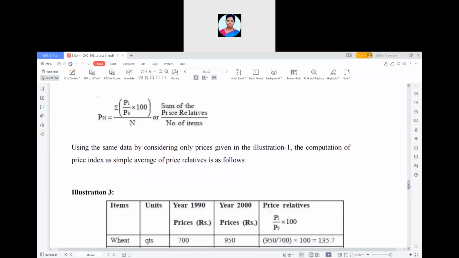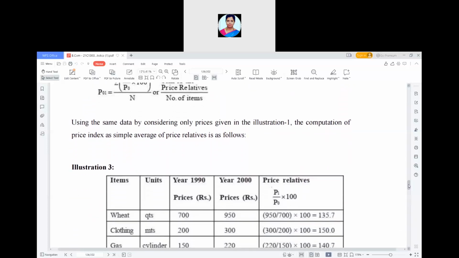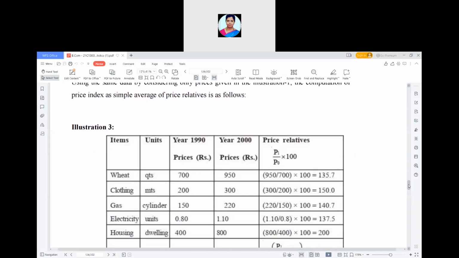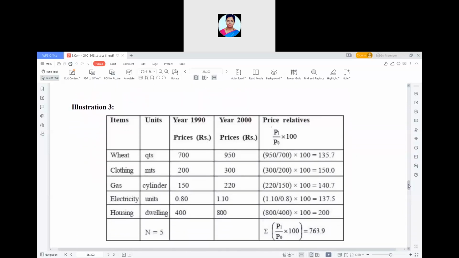We will see the illustration we have. The items we have are heat, clothing, gas, electricity, and housing. When you see the units, we have different types of units, such as meter. So here we have the prices 700, 200, 150, 0.80, 400 like this. And in the later year we have the prices 950, 300 like this.